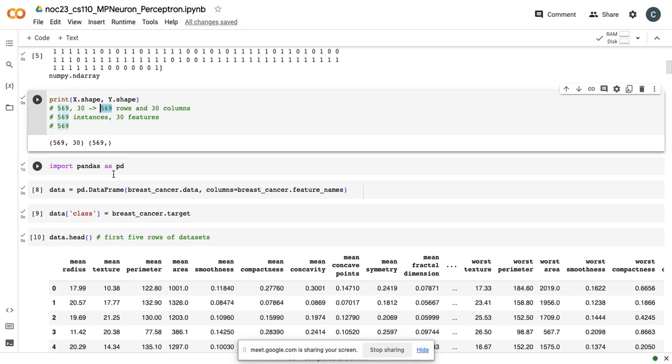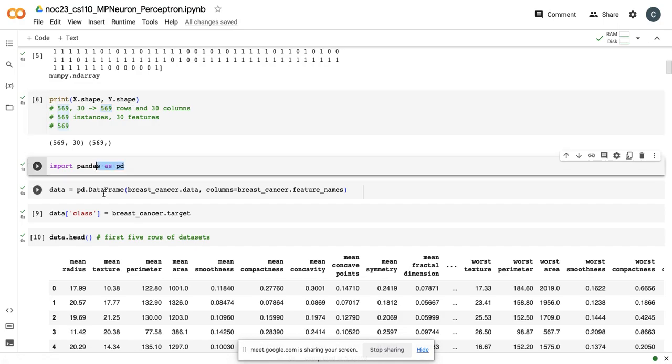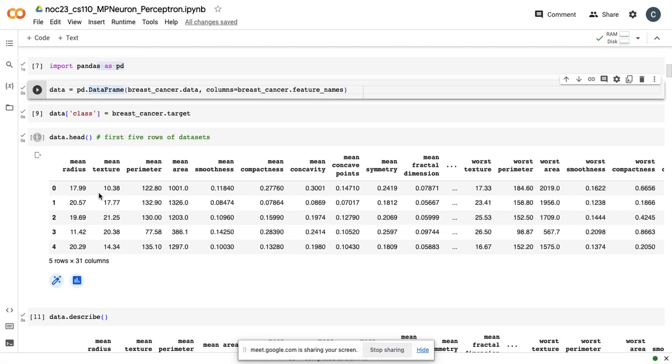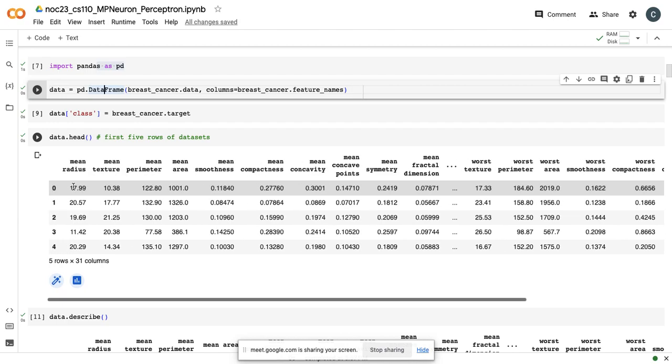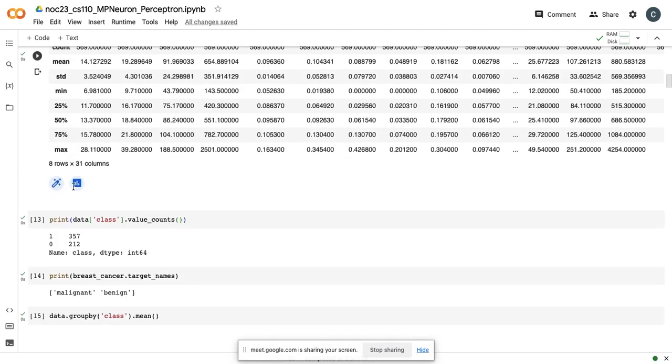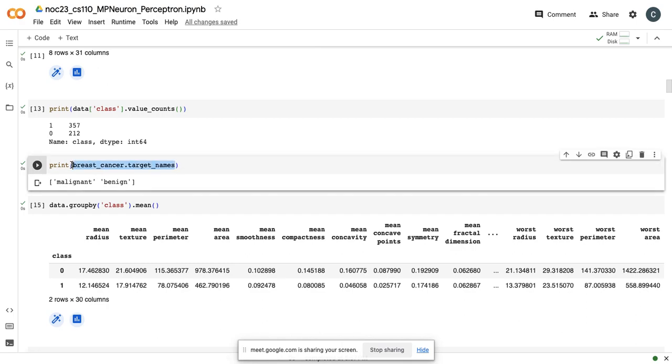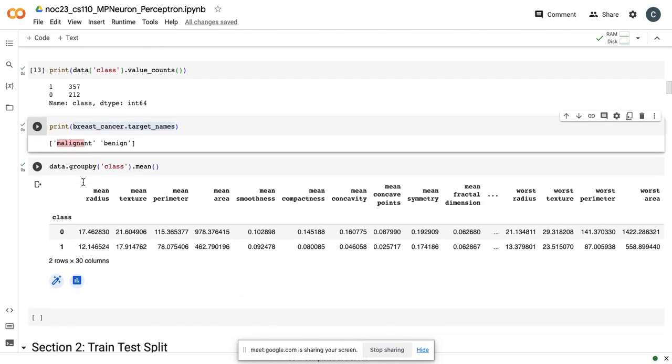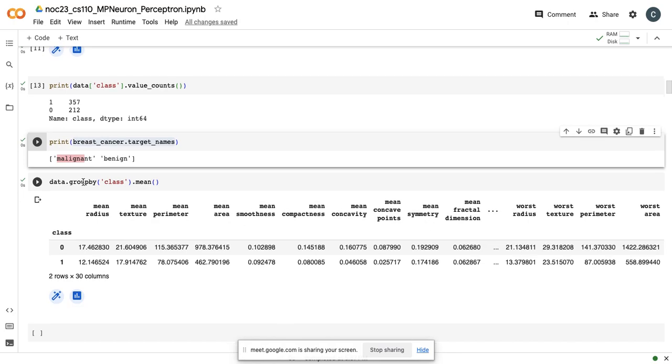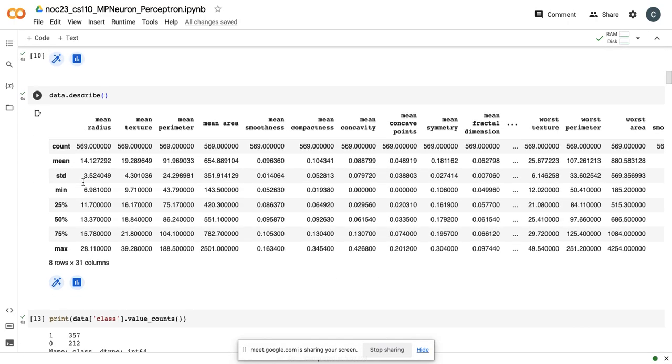To visualize the data, you can use the pandas library and a data frame, and you can get an idea of what the data looks like. We can also identify what the target variable, which is y in this case, looks like. In this case, it is malignant and benign breast cancer. So we can get the target names as well if you're not able to get them from direct visualization of the data in pandas.